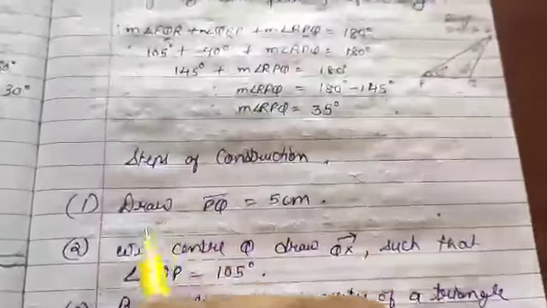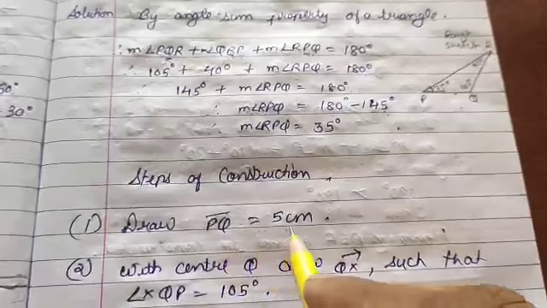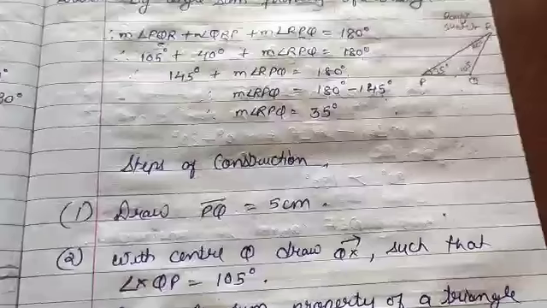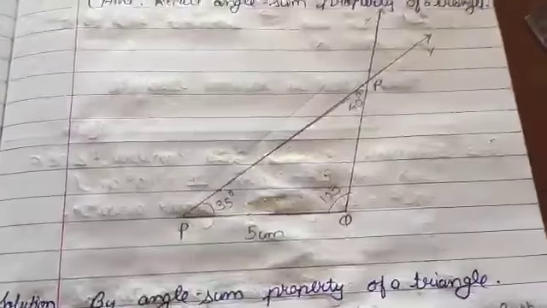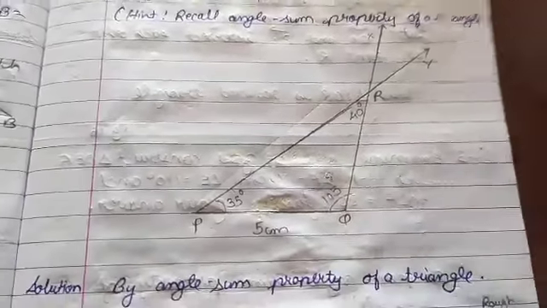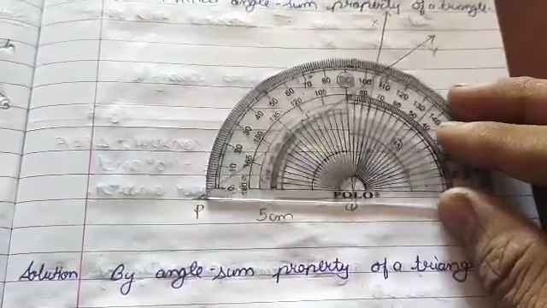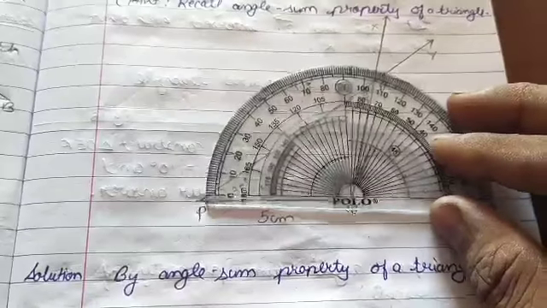Now write down first, draw line segment PQ equals to 5 centimeter. PQ equals to 5 centimeter. See here, PQ equals to 5 centimeter. Now with the help of this protractor, try to construct 105 degree.